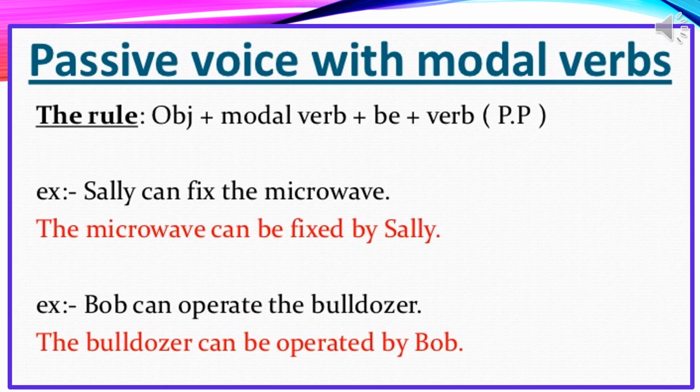How can we use modal verbs in passive voice? Here you are following the structure object plus modal verb plus be plus V3 form of the verb or past participle form of the verb. See the examples. Sally can fix the microwave. The microwave can be fixed by Sally, because can is a modal verb only. So modal auxiliary verbs you can convert into passive voice by using modal verb plus be plus V3 forms there. See the next example. Bob can operate the bulldozer. The bulldozer can be operated by Bob.